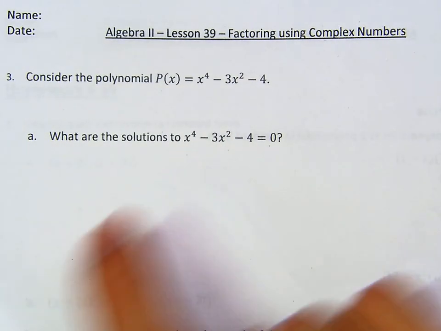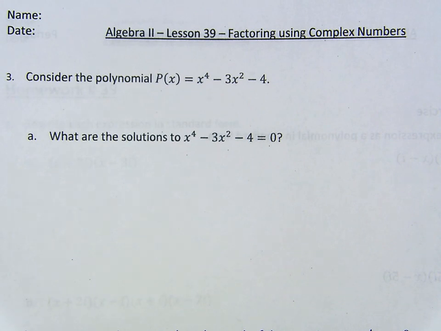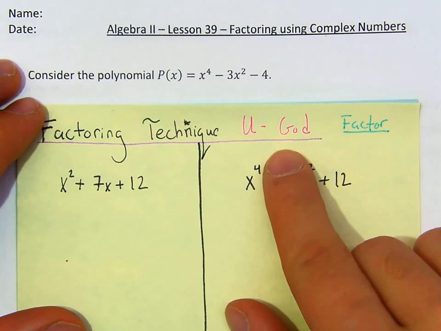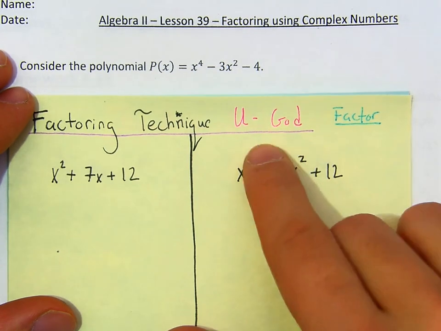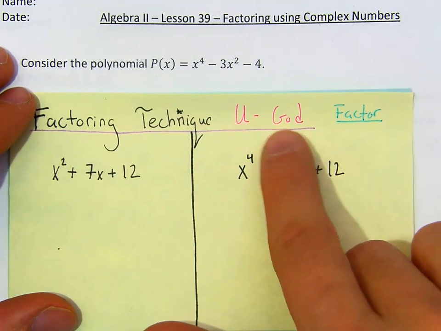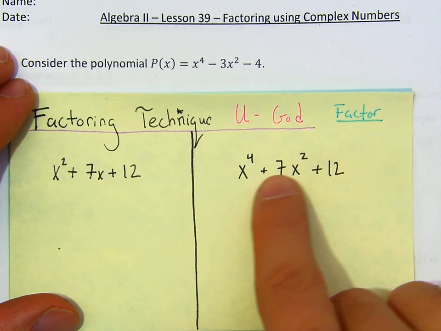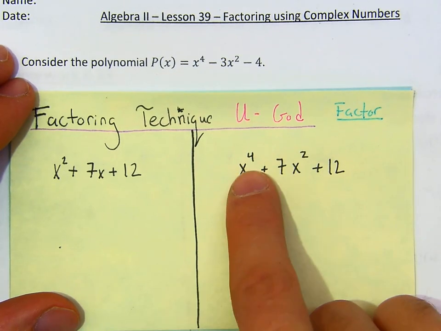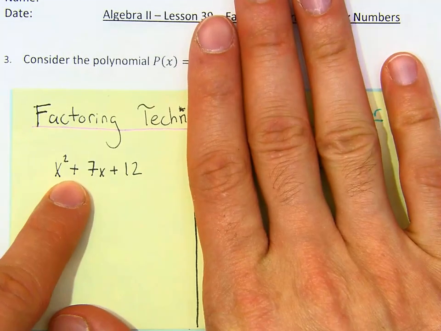So there is one factoring technique that some of you have learned and some of you have not, and it's called a UGOT technique. Well, that's what I nicknamed it. So let's see how to use this technique to factor something to the fourth, because you're not used to seeing something like this. You're used to seeing something like this.